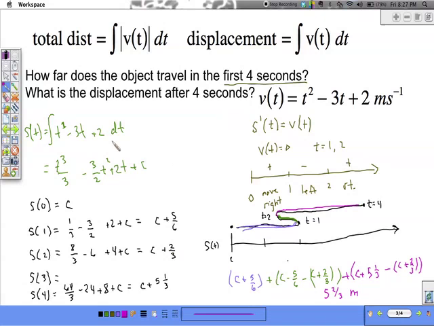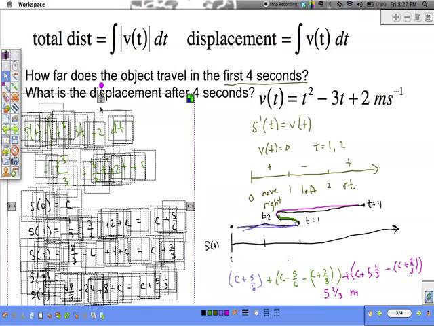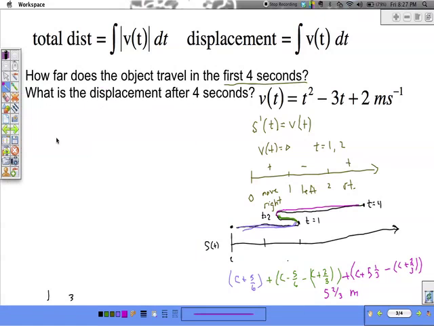Displacement, that's just going to be, it's essentially as the crow flies, right? So what I need to find is I need to find s sub 4 and subtract s sub 0, the starting point. So minus c. So the total displacement is 5 1/3 meters. And we could verify these on the calculator just by computing these two integrals.